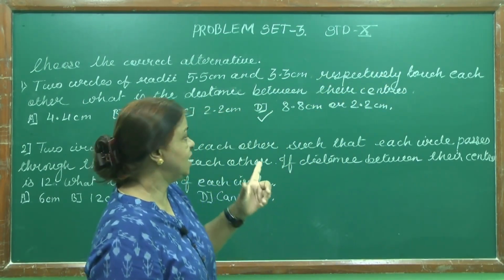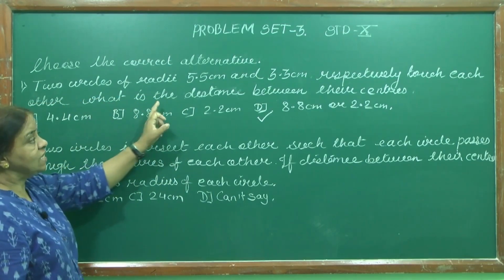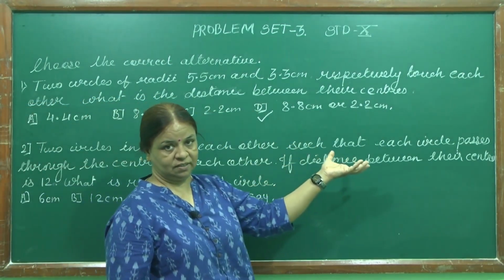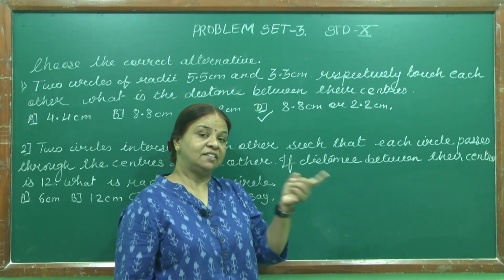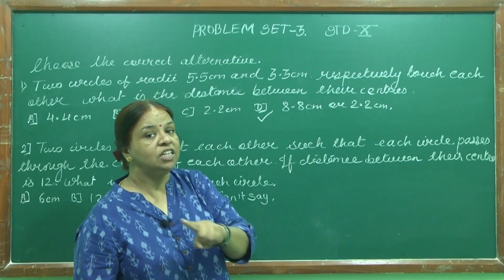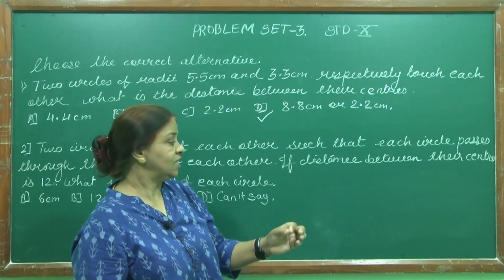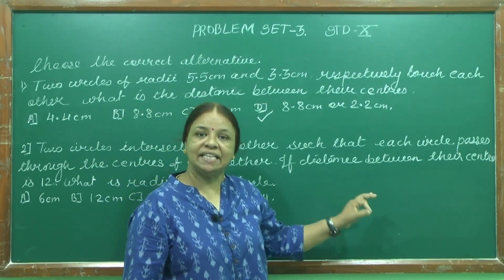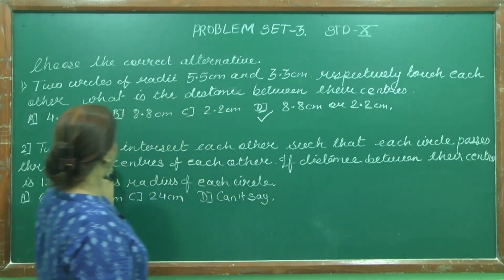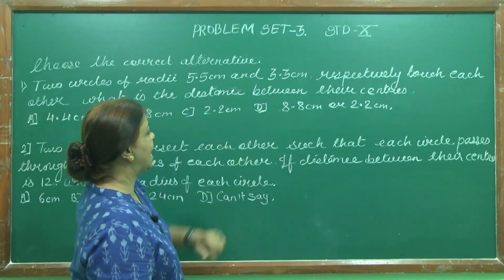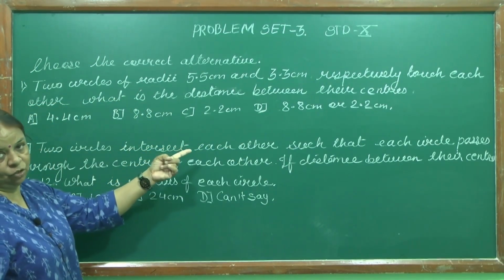Two circles are touching each other. What is the distance between their centers? It is mentioned that circles are touching each other, but it is not mentioned whether the circles are touching internally or externally. So there are four options mentioned here, and we will see which option is the correct option.